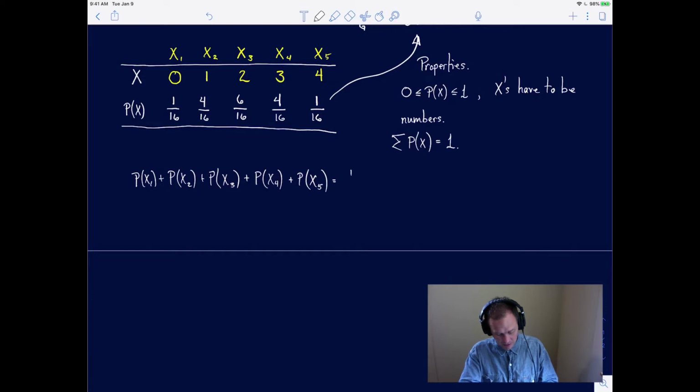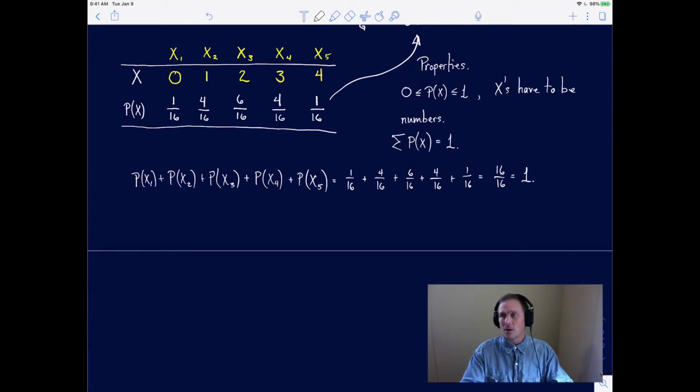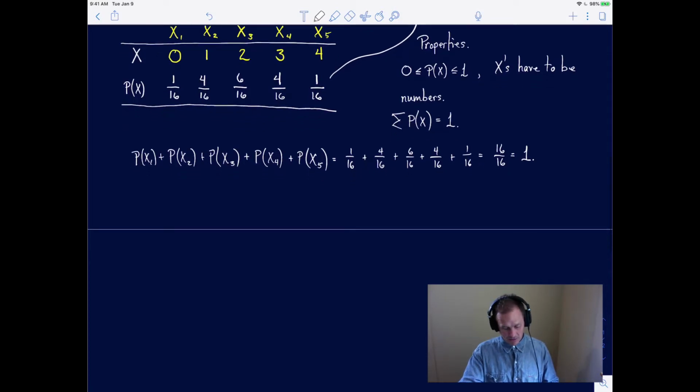And let's just check that. So that's 1/16, that's the x1, plus 4/16 plus 6/16 plus 4/16 plus 1/16. Let's see, that's going to be 10, 11, 15. Yep, and sure enough, we have 16/16, which is just the fraction's way of writing 1. So this is a legitimate probability distribution. And I'd like to make a graph of it. Let's make a graph of it. We'll do this down below.